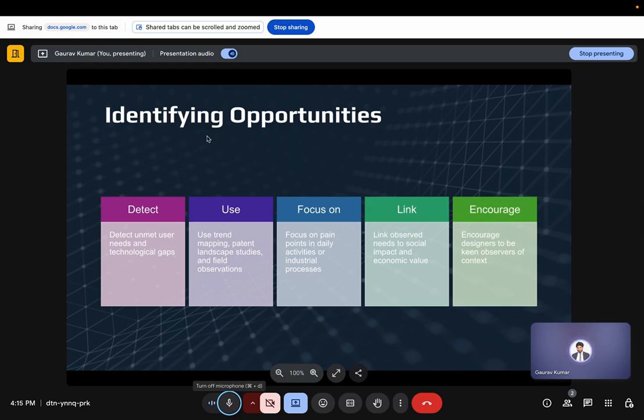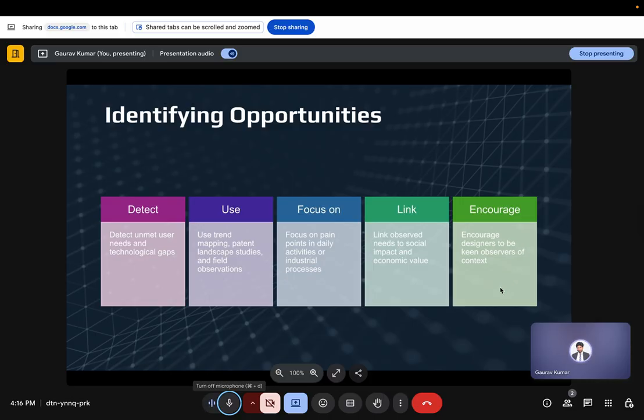Next is identifying the opportunity. Detect and meet the user needs and technological gaps. Use trend mapping, patent landscape studies, and field observations. Our focus is on the pain points in daily activities or industrial processes. Then we link observed needs to social impact and economic value, and we also encourage designers to be keen observers of the context.